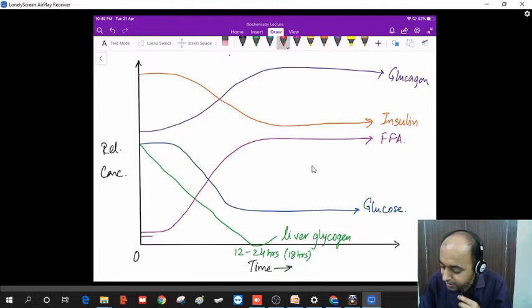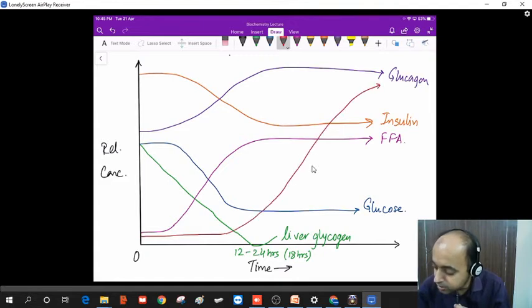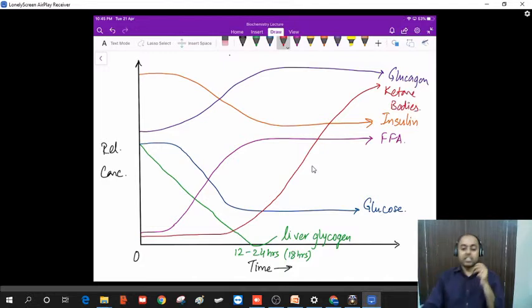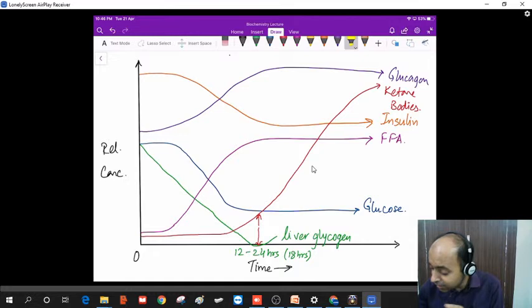So first the free fatty acid has to be generated, then it has to reach the liver, at which point of time the ketone body synthesis will start. Please note, significant amount of ketone body overlaps with the exhaustion of liver glycogen. So when we move from the fasting to starvation state, this conversion is determined by the presence or absence of liver glycogen. That is when we have the significant amount of ketone bodies.